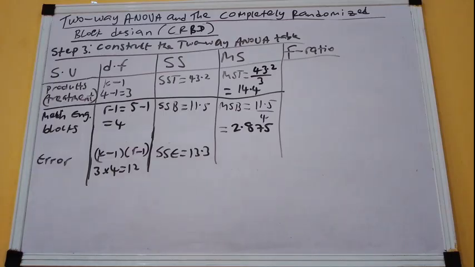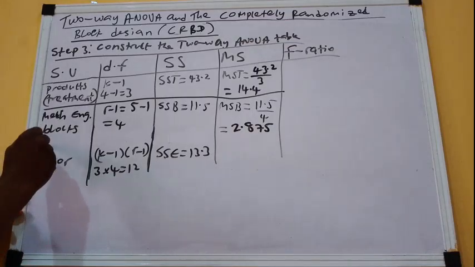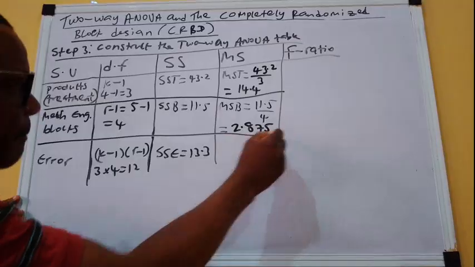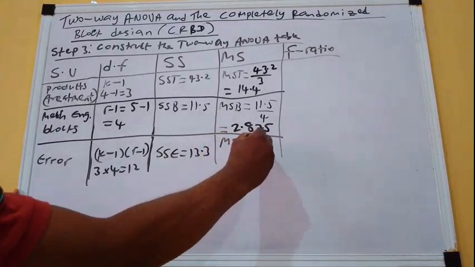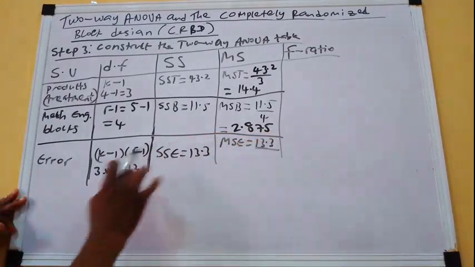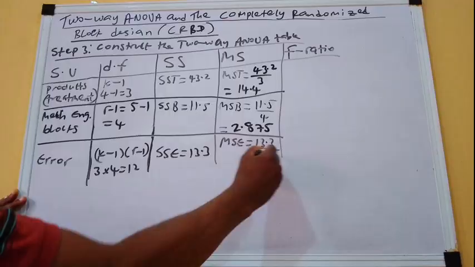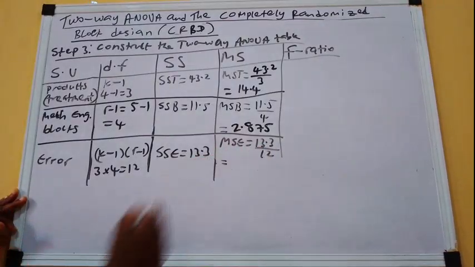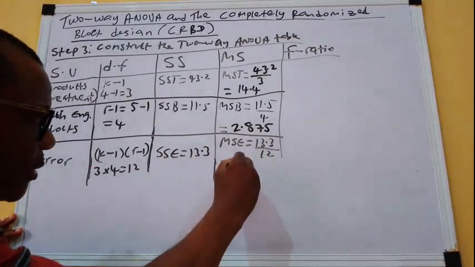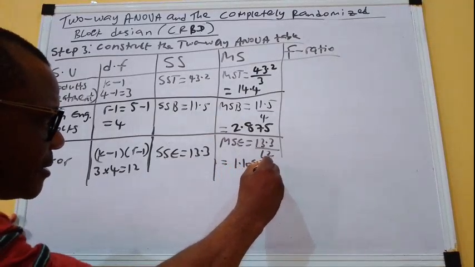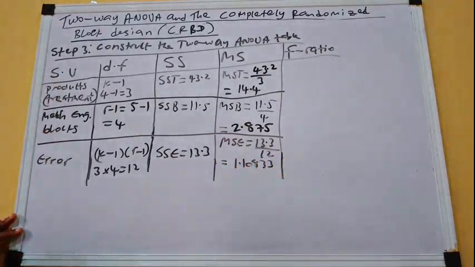So for the mean sum of square for error, the mean sum of square for error is equal to 13.3 all over the corresponding degrees of freedom, 12. That will be equal to 1.10833. That's what you have.